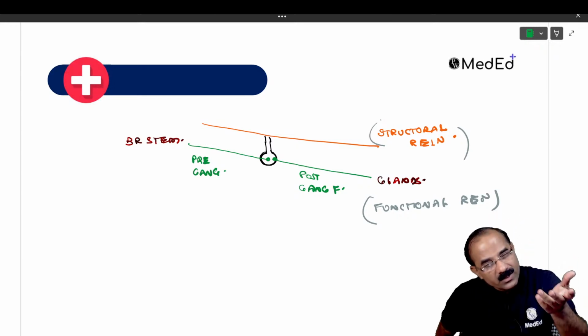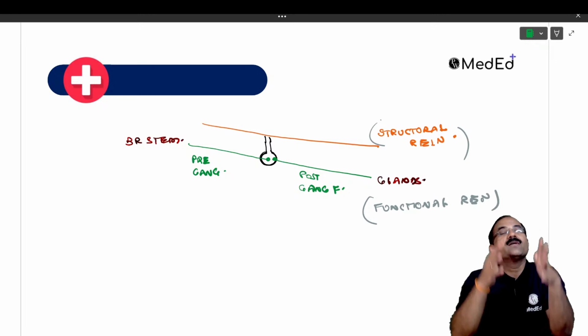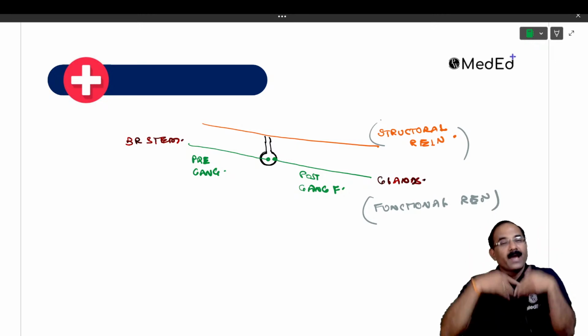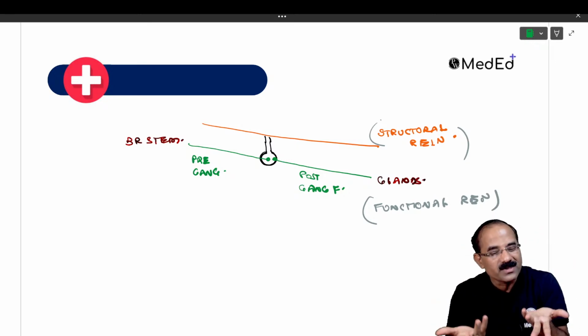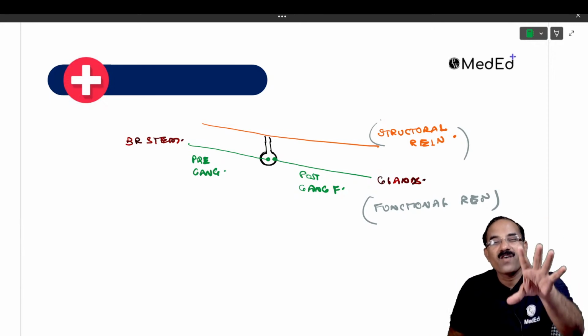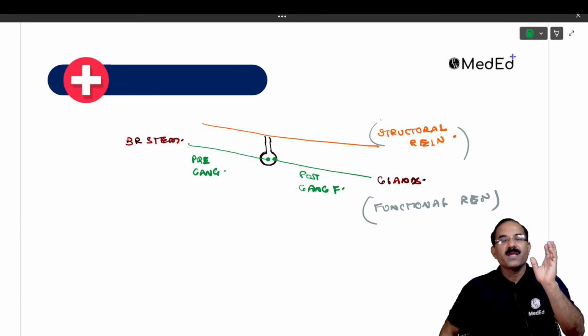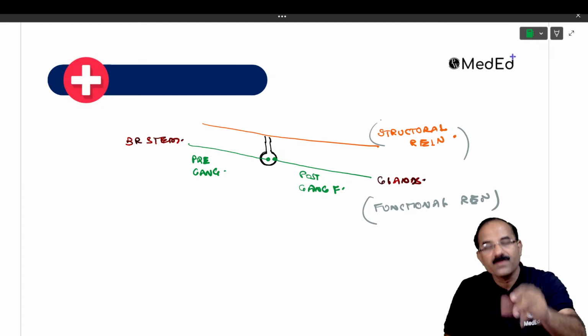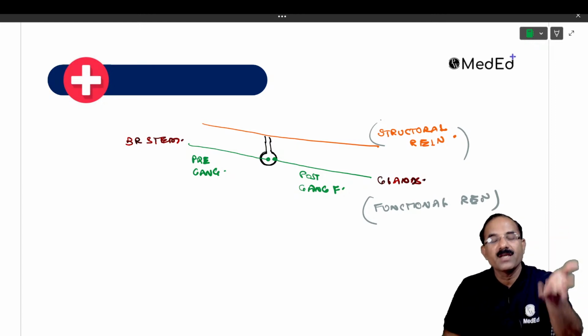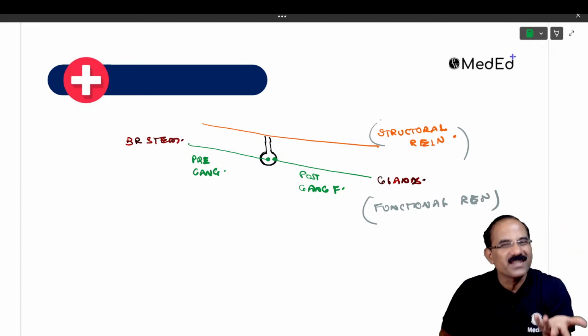Now there is another nerve which is coming in the ganglion, relaying in the ganglion and sending post-ganglionic fibers. What will you call this? Functional relation. Functional. Yes? So the ganglion is related to two nerves. One will be a structural relation, the other will be a functional relation.